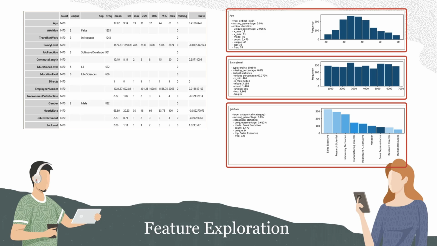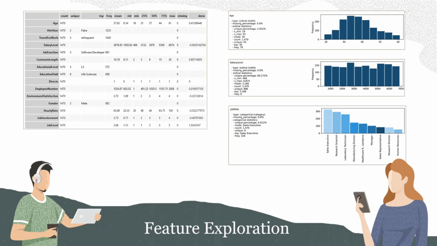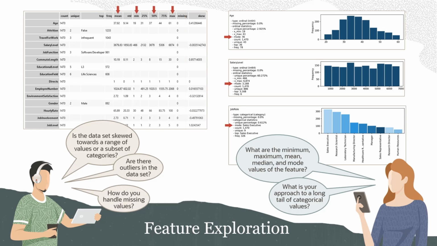It's important to see what types of features are in the data set. After determining what kind of features there are, obtaining a distribution of values that each of the features has and getting summary statistics of each feature would be next. Doing so would help answer questions about the data, such as, is the data skewed toward a range of values or a subset of categories? What are the minimum, maximum, mean, median, and mode values of the feature? Are there missing values or invalid values, such as null? If so, how many are there? Are there outliers in the data set?